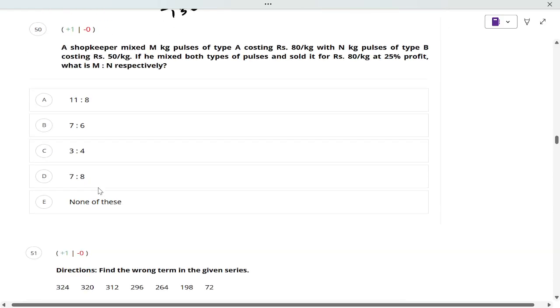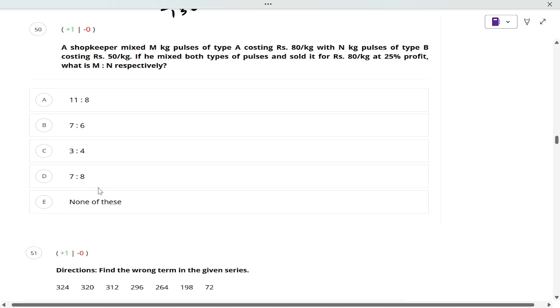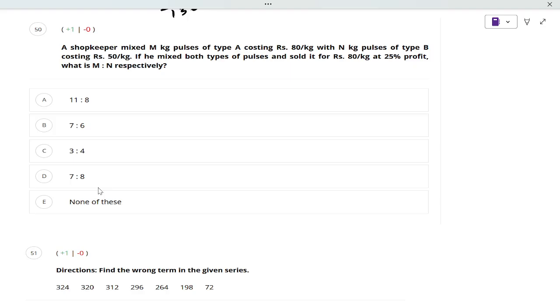Next one is from mixture and allegation. Here a shopkeeper mixes m kg of pulses of type A costing 80 per kg, and n kg of pulses of type B costing 50 per kg. If you mix both types of pulses and sell it for 80 per kg at 25% profit.